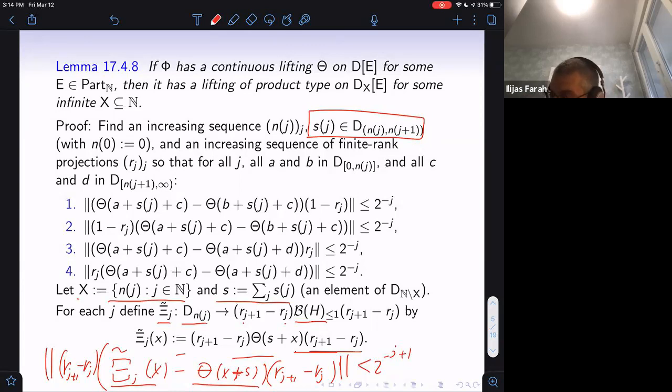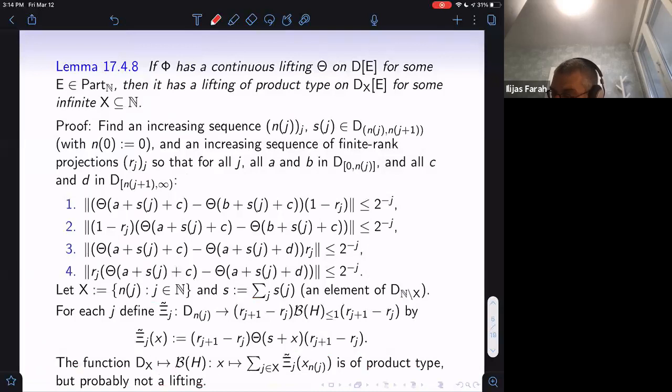All right, so you see, if you take this function that sends x to the sum over j in x of theta tilde of j of x n of j, it is a functional product type, right? It is by definition, but it's probably not a lifting. And the reason it is not a lifting is that, actually, I didn't call this function anything. Let's call this xi. Xi tilde of s minus theta of x plus s.